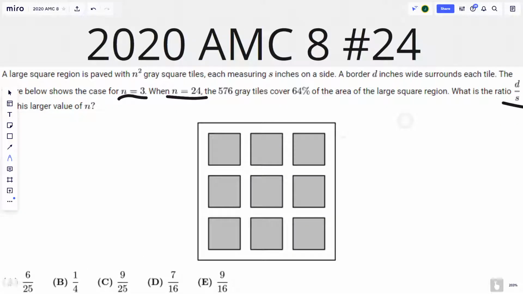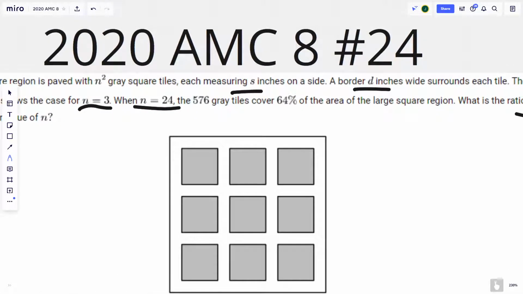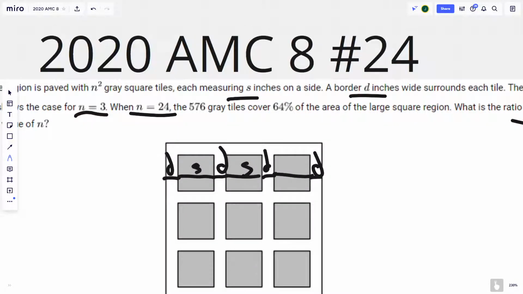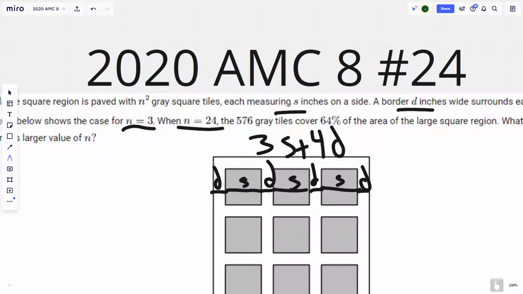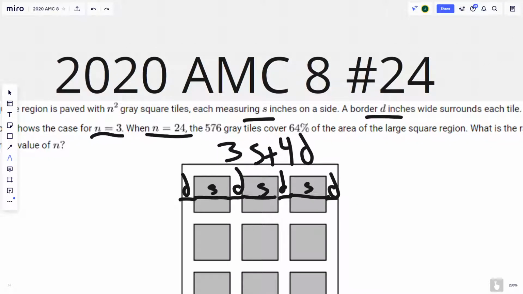So looking at the information we're given, we know that each of the gray square tiles has side length s, and the border is d. So we can use that to find the side length of this large square region for n equals 3. The s is for each of the gray square tiles, and we have a white gap between each of these squares and to the outside of them, which is going to have a width of d because it is the border that is mentioned in the problem. So the side length of this large square region is going to be the sum of all those lengths, which is 3s plus 4d. Now, immediately, we see that for n equals 3, we have 3s in our large square region, but we also have 4d.